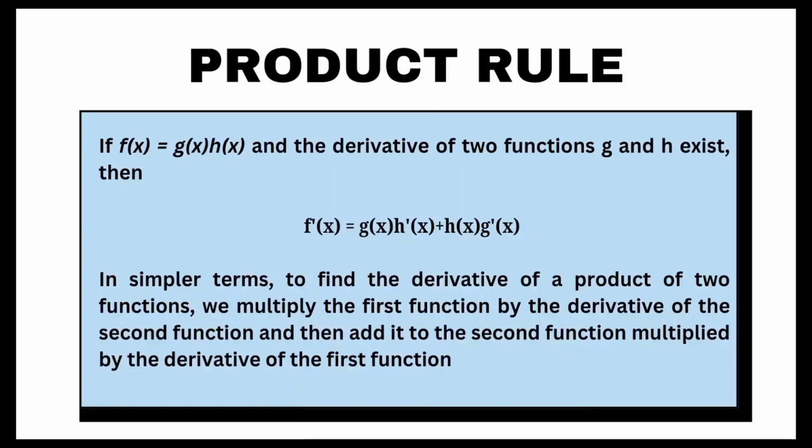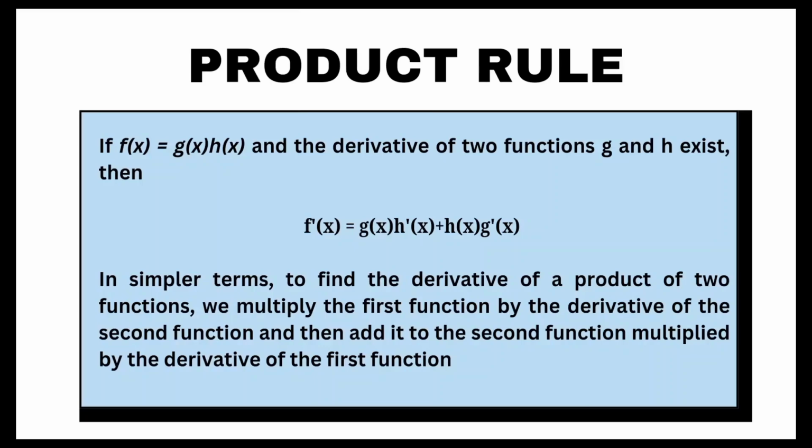Rule number 5. The fifth rule is the product rule, which states that if f of x is equal to g of x times h of x, and the derivatives of the two functions g and h exist, then f prime of x is equal to g of x times h prime of x plus h of x times g prime of x.